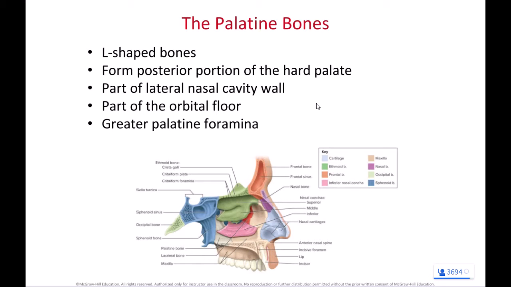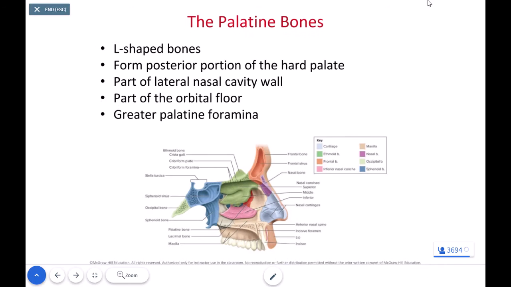When we look at the hard palate, there's two bones primarily that make it up, and we can view them in this mid-sagittal slice. We have the maxillae, which makes the anterior portion of the hard palate. So the teeth of your upper jaw, they are all going to be embedded within the maxillae.